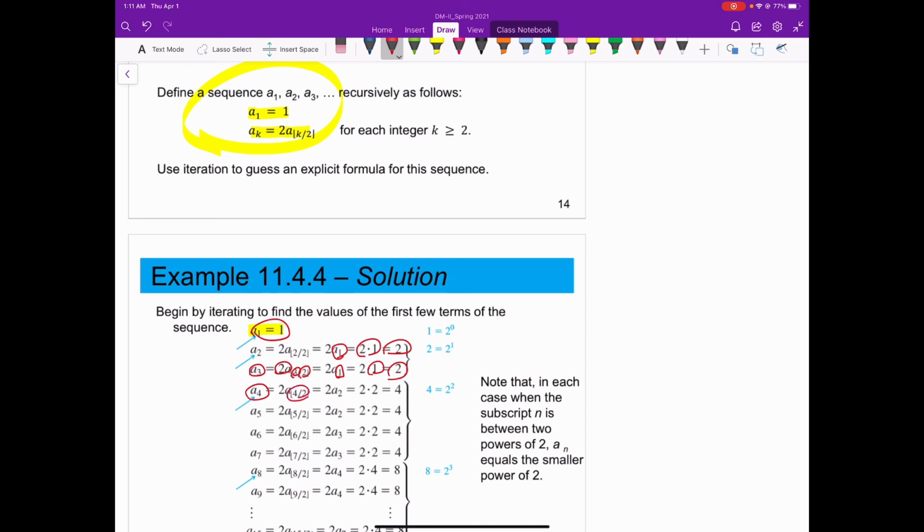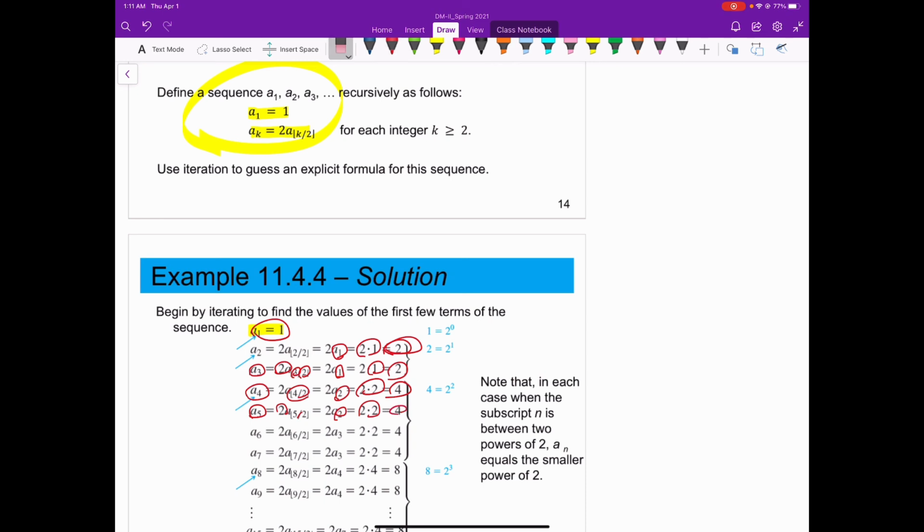4 divided by 2 is 2. The floor function of 2 is 2, and a2 is 2. Then 2 times 2 is 4. Then here a5, which is 2 times the floor of 5 over 2. 5 over 2 is 2.5. The floor function of 2.5 is 2. And then 2 times 2 is 4.